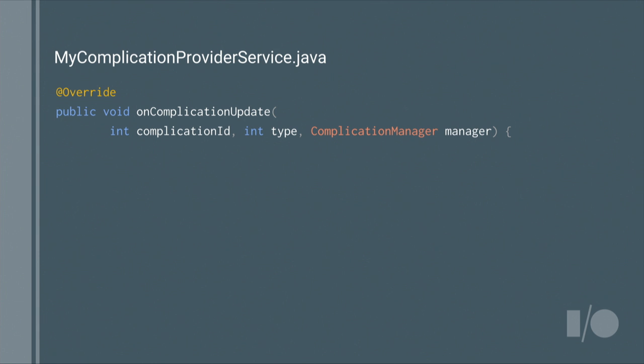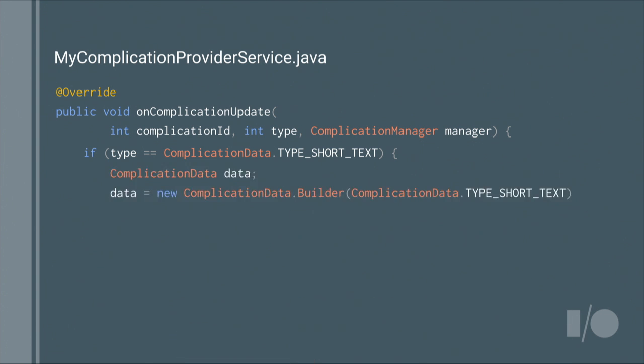OK, so let's take a look at an example of how you might implement this method. You'll see that one of the parameters is the type. That's the complication type that's required. And the first thing we're going to do is check that. Now, in this example, we're only going to support short text. In a real-world example, you would probably support more than one type.